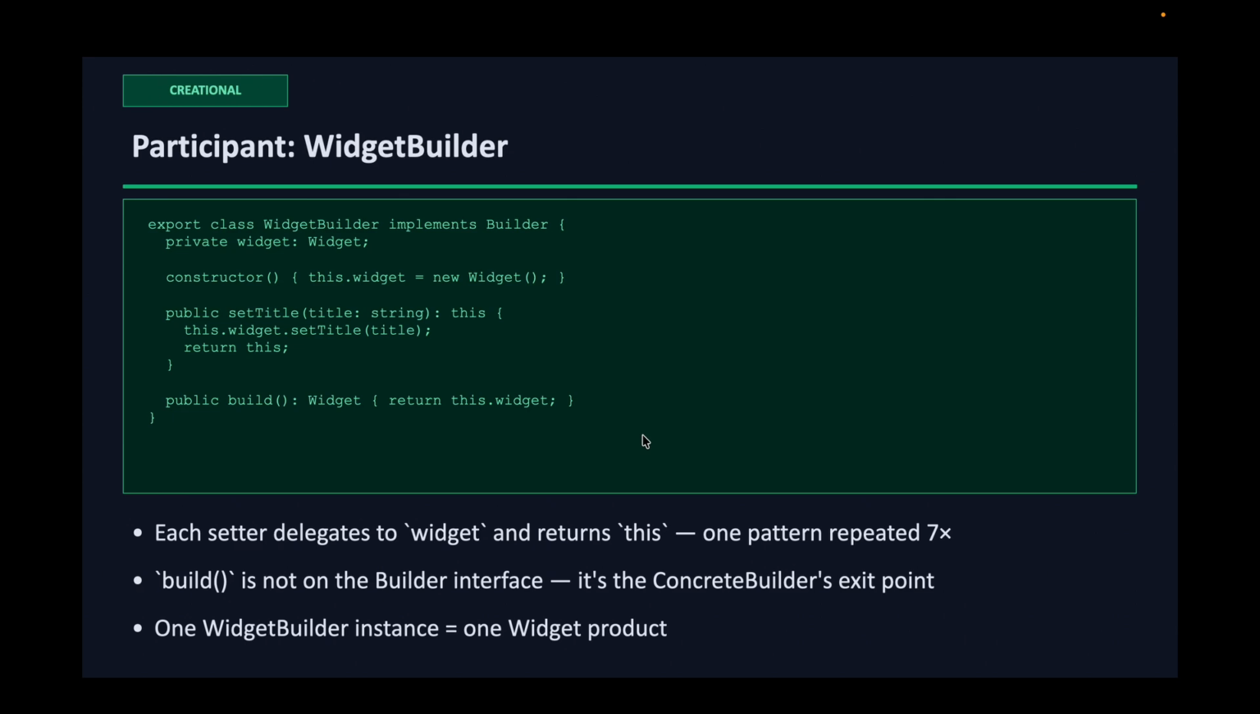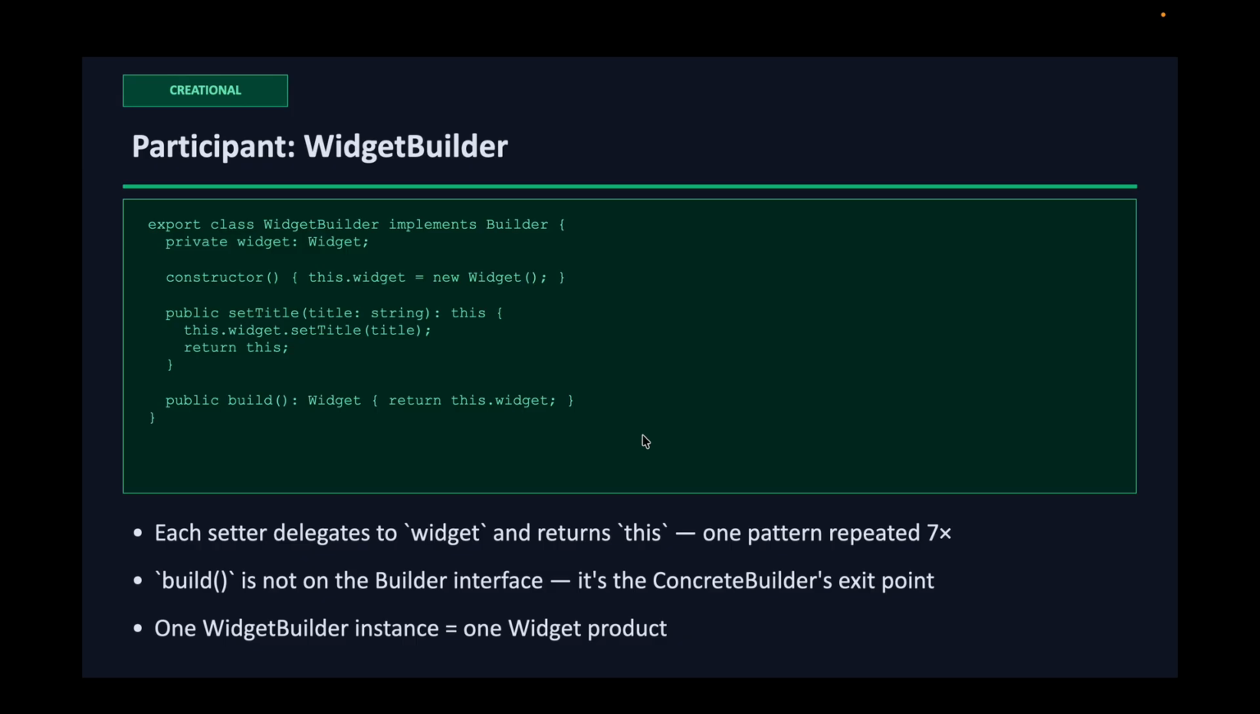The critical addition is the build method. This method is not declared on the builder interface. It's exclusive to the concrete builder. Calling build signals, I'm done configuring this, give me the product. It returns the finished widget object.